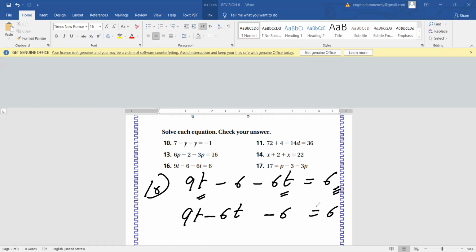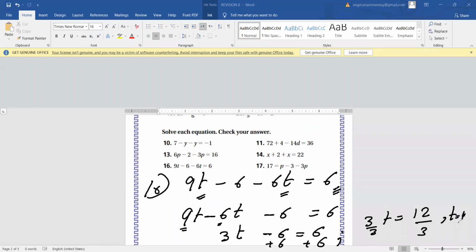I ordered it, okay? 9t minus 6t, 9 minus 6 equals 3t. I add like terms. Minus 6 equals 6. How can I remove minus 6? Adding 6. Then 3t equals 12. Divide by 3, divide by 3. Then t equals 4. Do you understand?